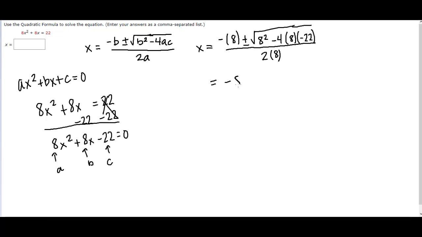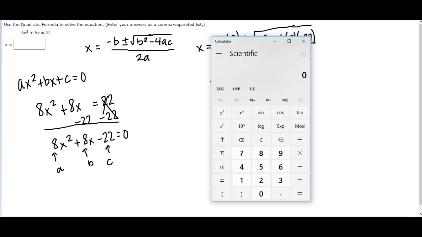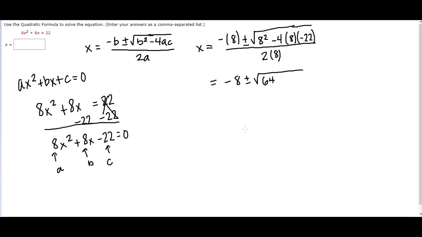So negative 8 plus or minus the square root of 8 squared is 64. And then negative 4 times 8 times negative 22 is 704. And there's two negatives here, so we'll say plus 704, divided by 16. And we continue on here. And 64 plus 704 will be 768 over 16.